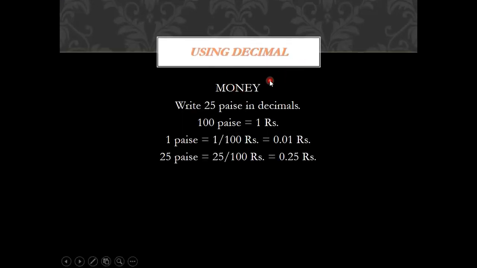Next, using decimals, money. Write 25 paisa in decimal. So as we all know, 1 rupee equals 100 paisa. Now what they are telling, this 25 paisa, they are telling to write as a decimal. So 1 paisa equals 1 by 100, that means 0.01. 25 paisa means 0.25 rupees.